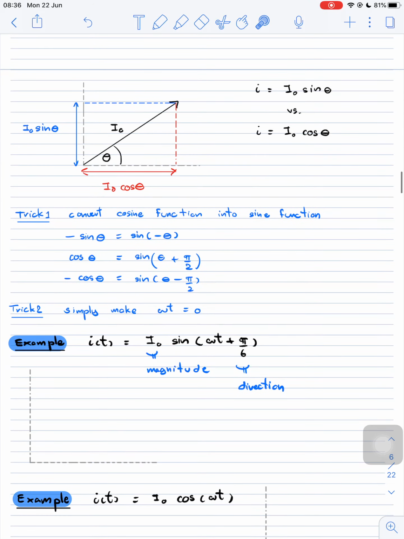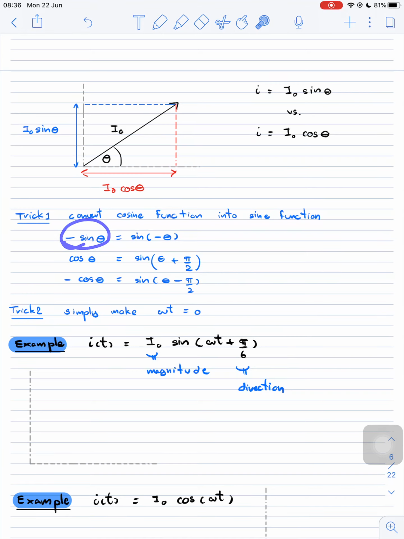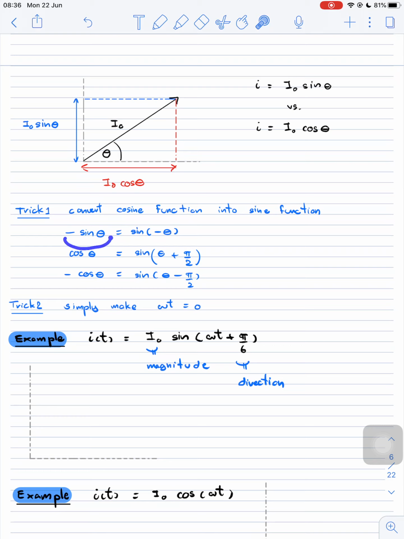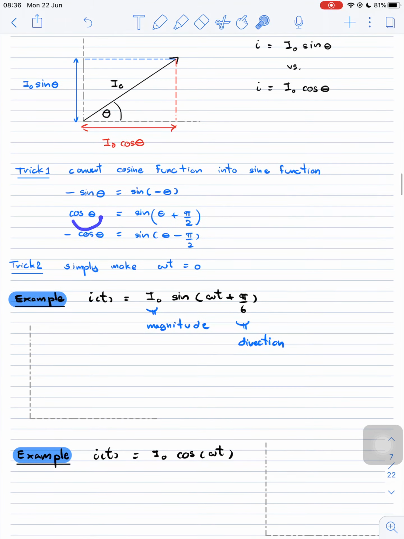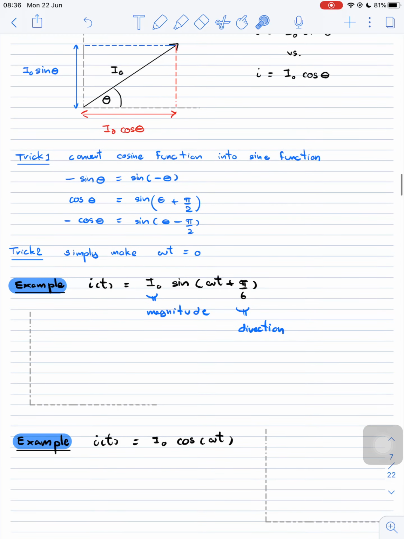So sometimes you can have the negative sine function, the negative sine theta here. So we can use this identity: the negative sine theta is equal to the sine of the negative theta. The negative theta just means that it's going to go in the clockwise direction instead of the counterclockwise direction. Or we have the cosine theta. We can just write out the cosine theta in terms of the sine theta plus pi over 2. Or if we have the negative cosine theta, we can just write it down as the sine of theta minus pi over 2. Okay.